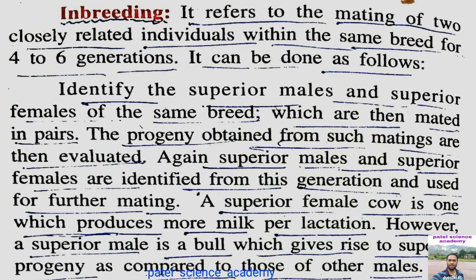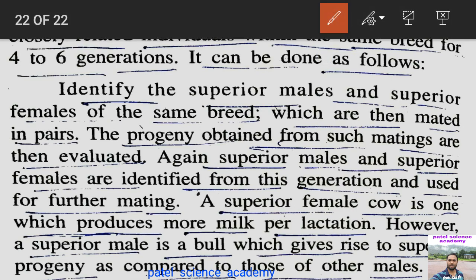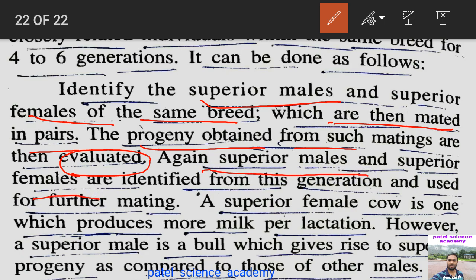So what to do? Identify the superior male and superior female first from the same breed, which are then mated in pairs. The progeny obtained from such a mating are called the superior progeny, and this progeny is evaluated, and again the superior male and superior female are identified from this generation and used for further mating. This process is repeated for the next 4 to 5 generations.